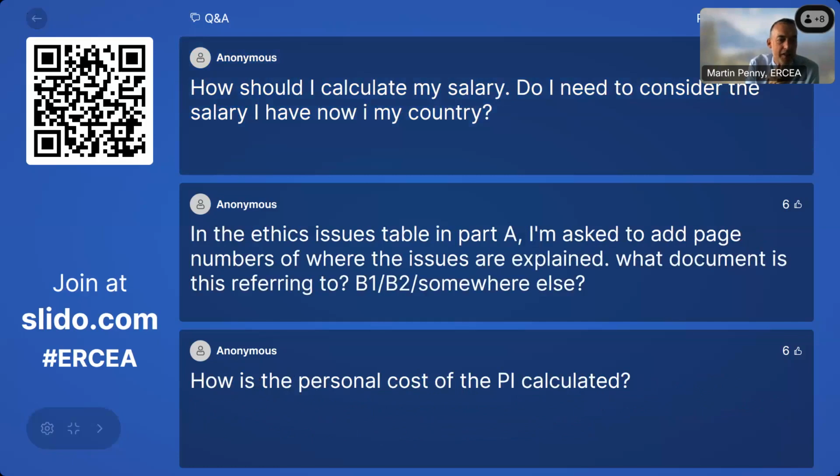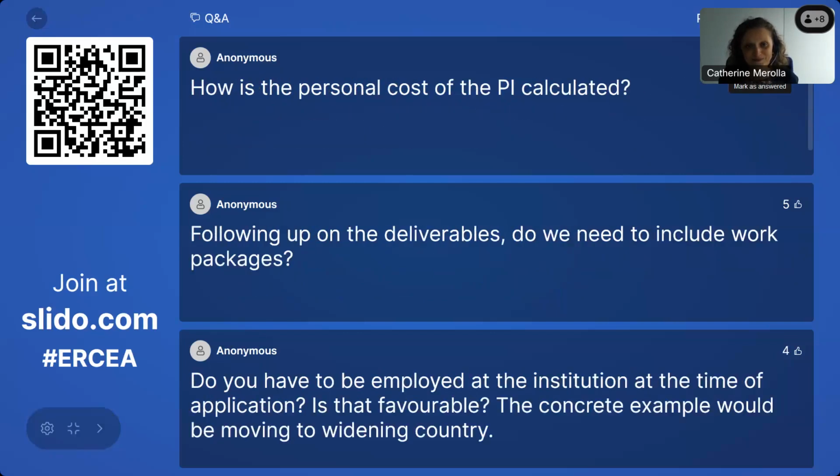How should I calculate my salary? Do I need to consider the salary I have now in my country? There you will discuss with your host institution, because it's not only the net salary that you have in your pocket. It's actually the gross salary. And I think only the host institution really knows the total amount that can be budgeted. Indeed, and many people participating in this webinar are support staff in host institutions, and they should be your first point of contact.